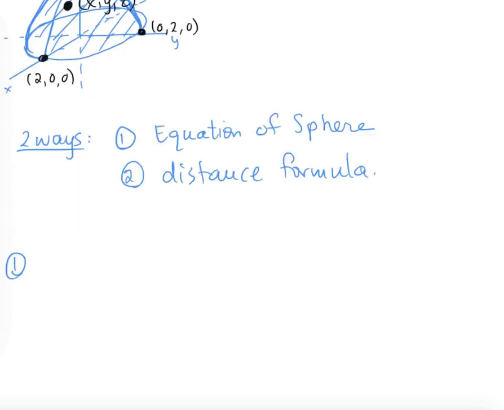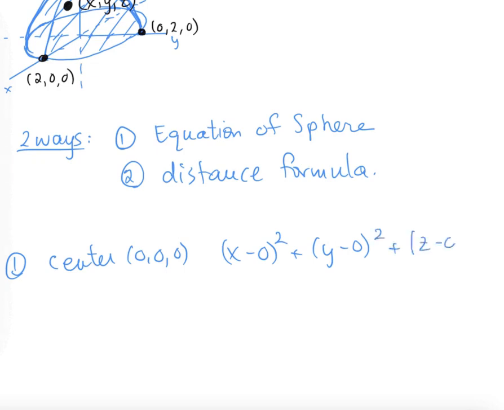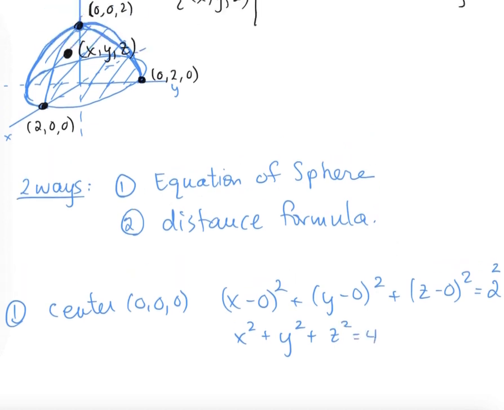Now, the equation of the entire sphere, if the center is at the origin, is x minus the x coordinate of the center squared, plus y minus the y coordinate of the center squared, plus z minus the z coordinate of the center squared, is equal to the radius squared. So of course that simplifies down to just x squared plus y squared plus z squared is equal to 4, right? But that's all of the ordered triples that are on the outside of the sphere, and as a matter of fact, not only on the outside of the sphere, but also the whole sphere itself.